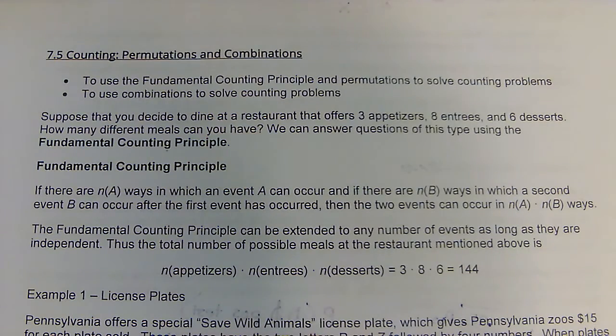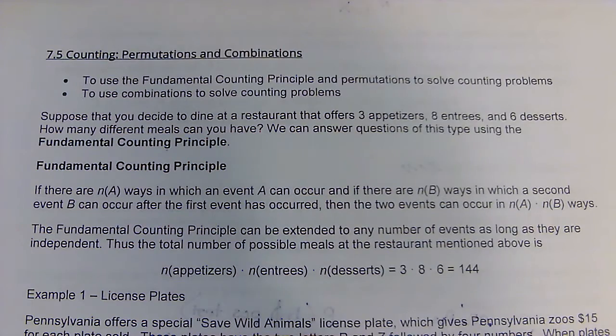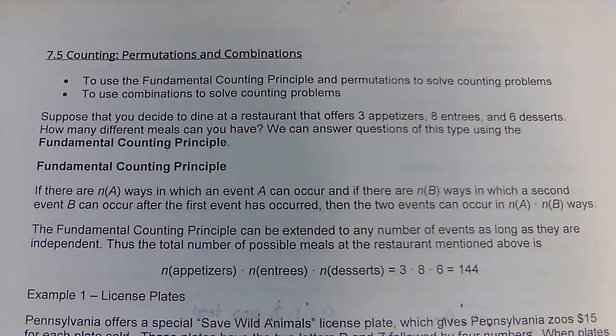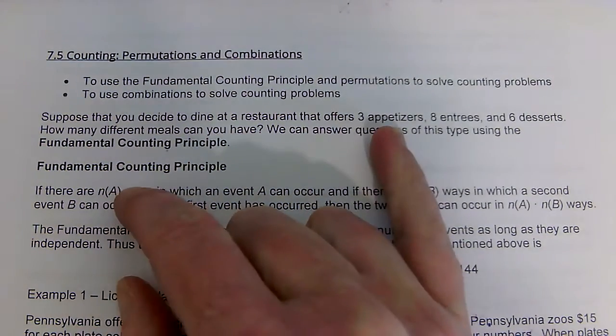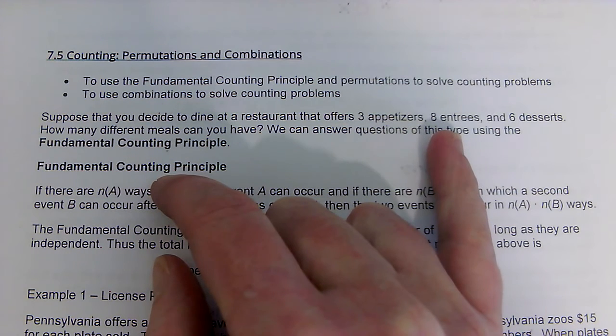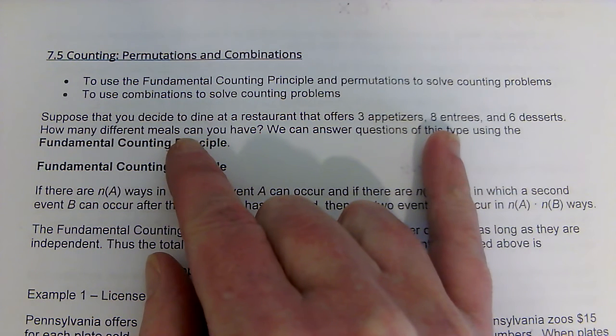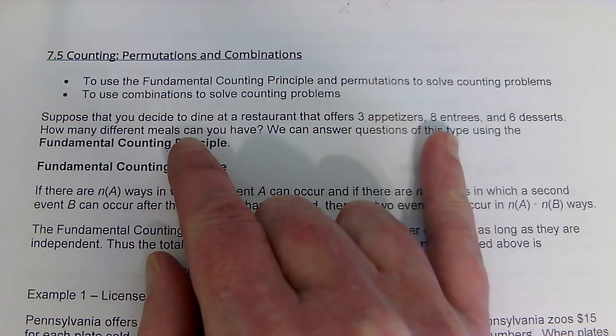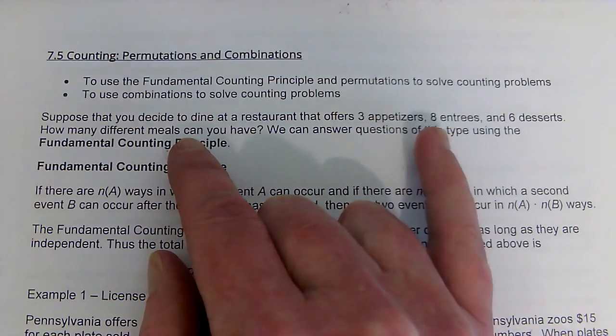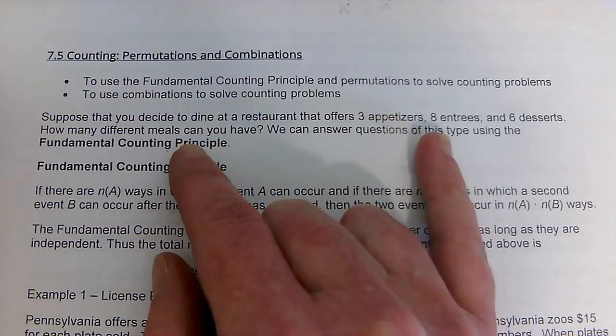Counting. I know we've learned how to count a long time ago, but we're going to look at it a little differently. So suppose you are dining at a restaurant and there you have 3 different appetizers, 8 entrees, and 6 desserts. How many different ways can you plan out the meals? Well, we could make a lovely tree diagram and count all the different ends, all the different options, write them all out. That would take a while.